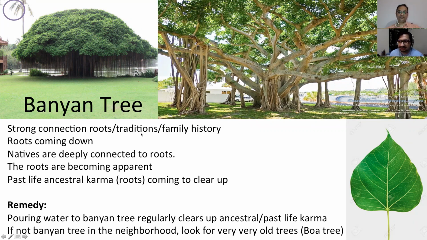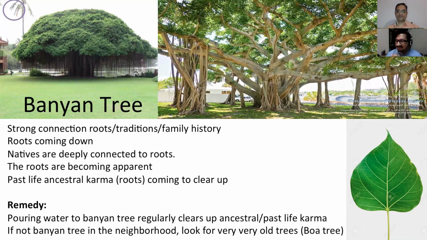Since the roots are coming down, the banyan tree is deeply connected to its roots, and the roots actually provide support to the tree itself. It's as if these roots are becoming apparent, in the sense that the ancestral karma or the roots from the past are coming to be cleared up. So these natives tend to find themselves in positions of power and authority. It is their past life karma, the roots or origin point of the entire tree, becoming visible in their lives to be dealt with.